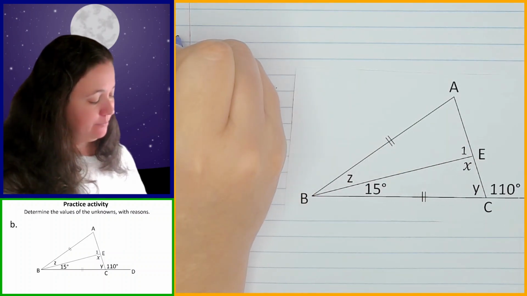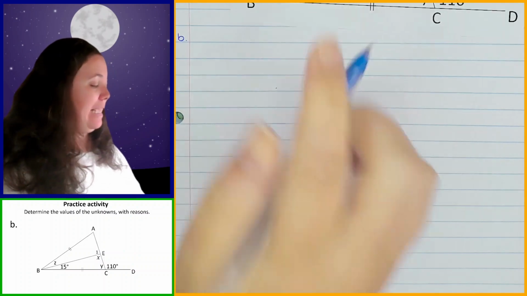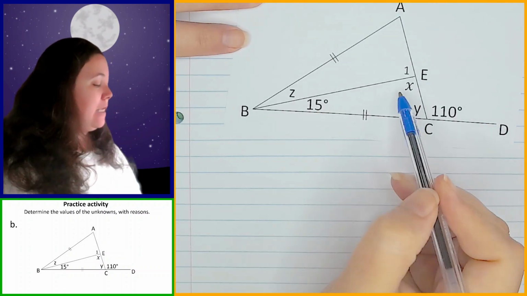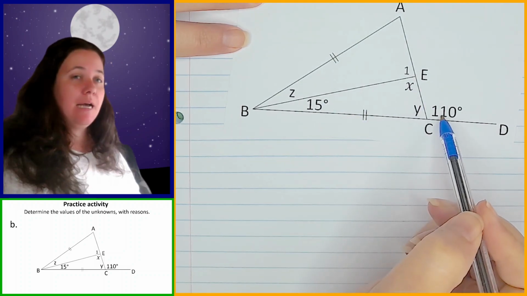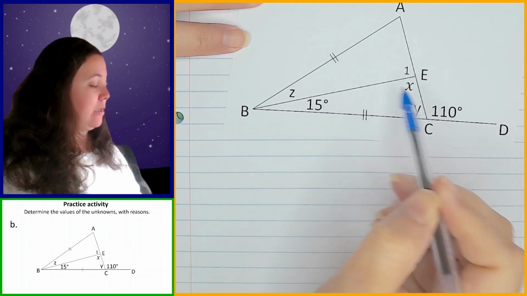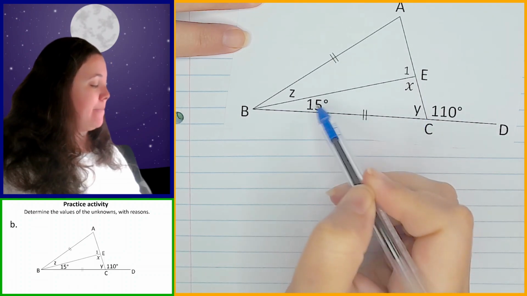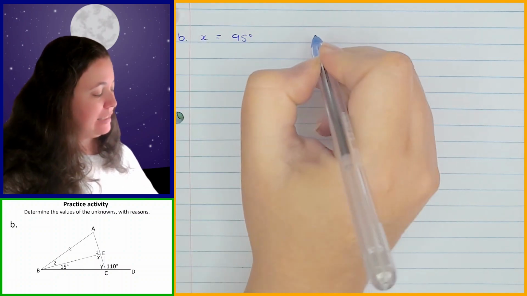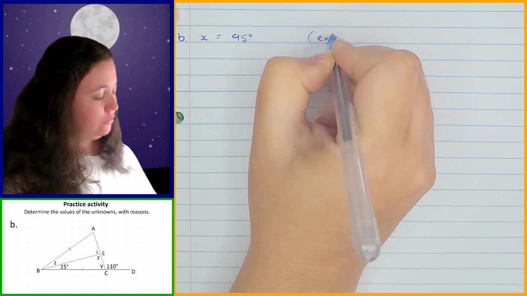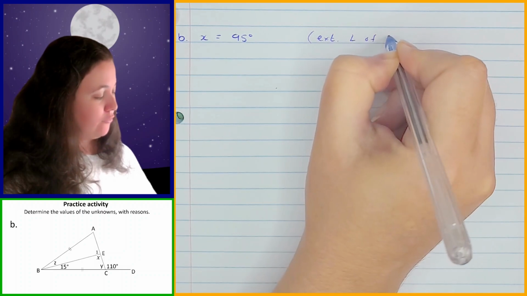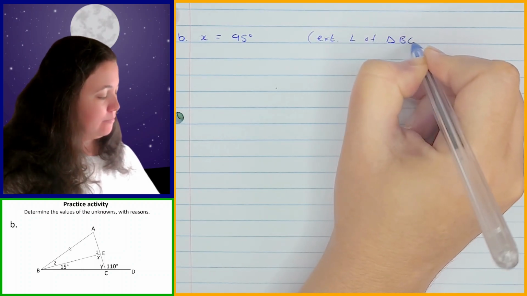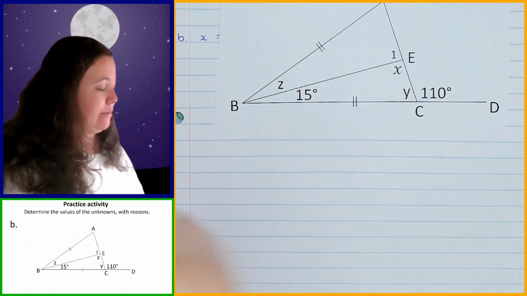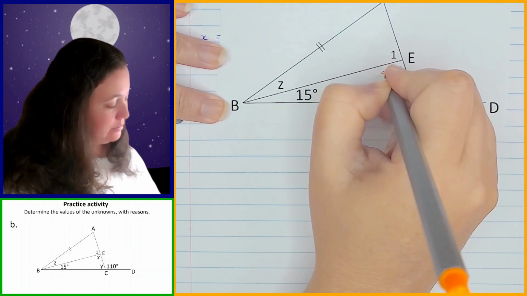So for question B, I can say that x is equal to, now remember, because these must add up to that, I can say this minus this one must be x. So it's 110 minus 15, which is 95 degrees. So that is because of the exterior angle of triangle BCE. Okay, so once you've worked that out, you can go and write it in on your diagram. So this is 95 degrees.